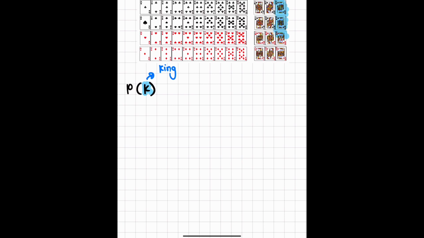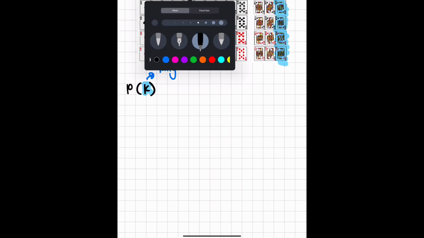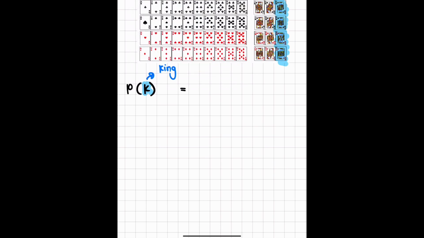So the first thing that I'm going to do is identify how many cards I have in total. So I have 52 cards in total, but I want to know what the probability of drawing a king would be. So how many kings do I have? I have 1, 2, 3, 4 kings out of the 52 cards in total. So the probability of drawing a king would be 4 out of 52, but that can be simplified. 4 goes into 4 once, and 4 goes into 52 13 times. So I actually have a 1 out of 13 probability of drawing a king.